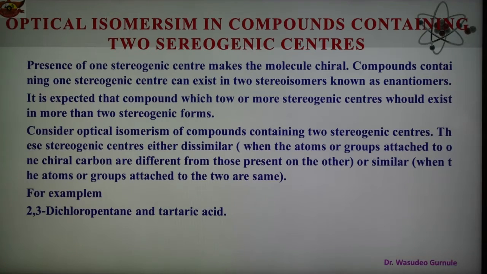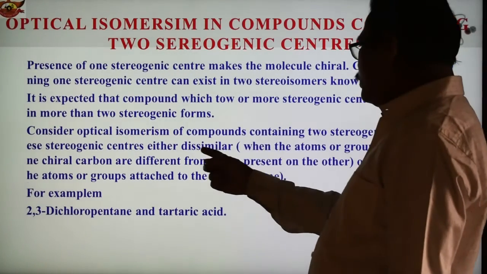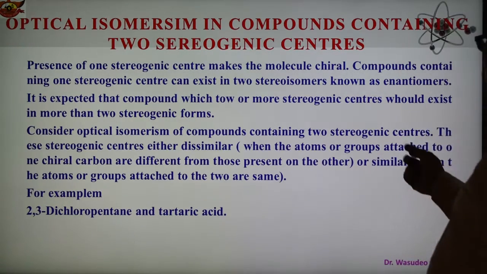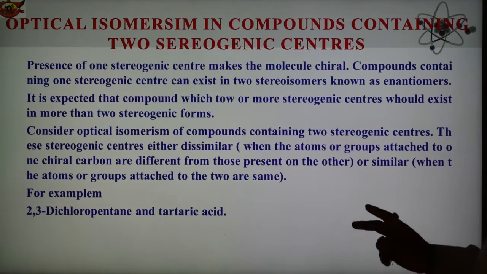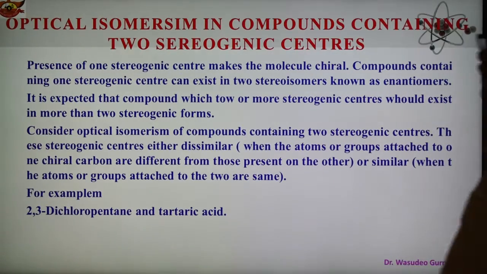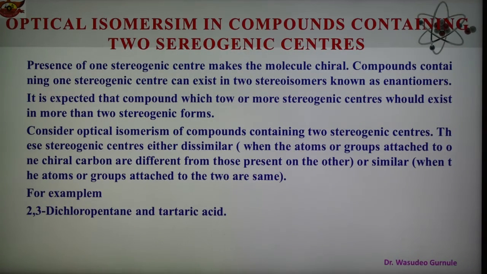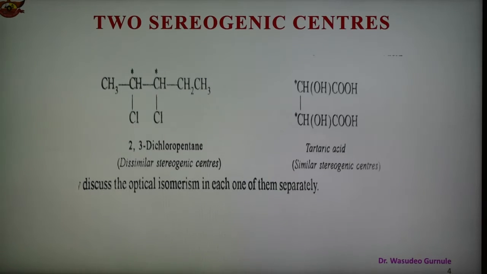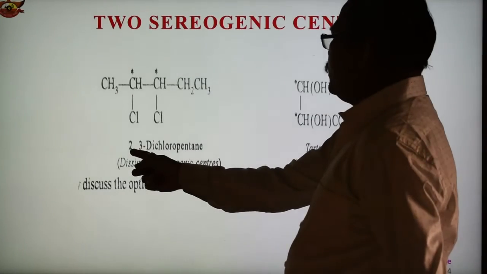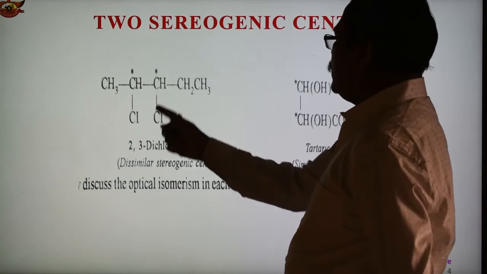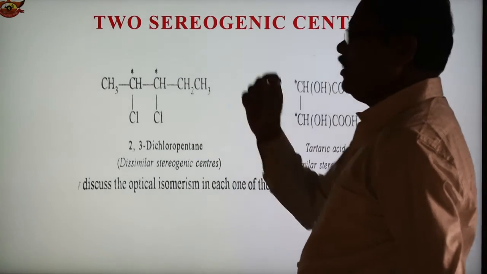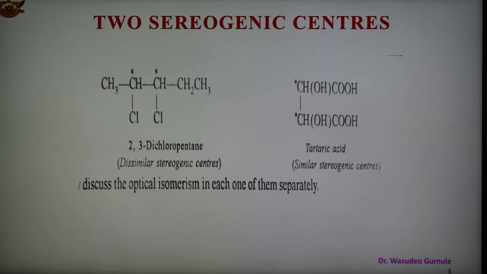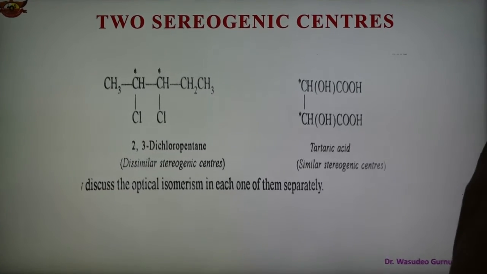An example of such type of compound are 2,3-dichloropentane and tartaric acid. Whether the compound has dissimilar or similar stereogenic centers, there are two types, but examples of this type of molecule are 2,3-dichloropentane and tartaric acid, which have two stereogenic centers. Here the structure is shown. This is the first compound, 2,3-dichloropentane. The star indicates an asymmetric or chiral carbon because it is attached to 4 different atoms or groups.